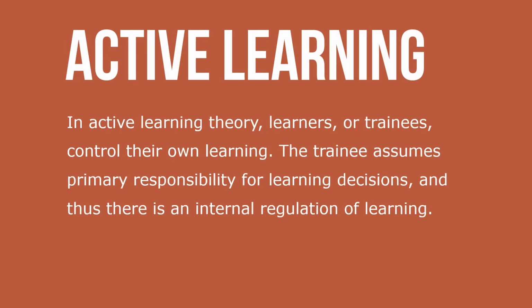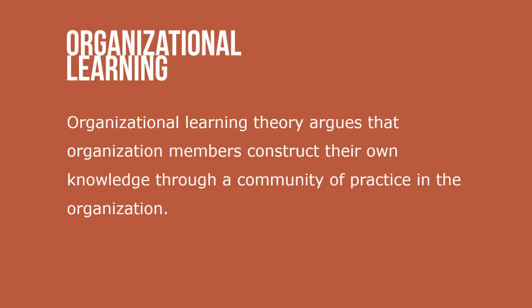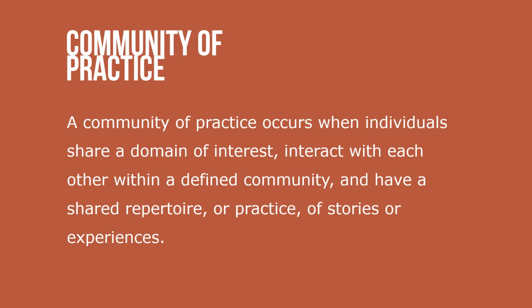In active learning theory, learners or trainees control their own learning. The trainee assumes primary responsibility for learning decisions, and thus there's an internal regulation of learning. Organizational learning theory argues that organization members construct their own knowledge through a community of practice in the organization. A community of practice occurs when individuals share a domain of interest, interact with each other within a defined community, and have a shared repertoire or practice of stories or experiences.